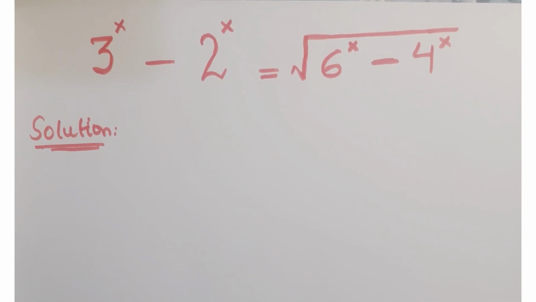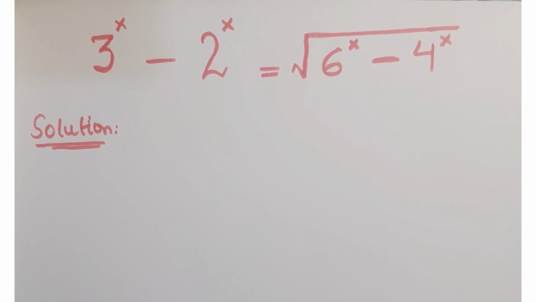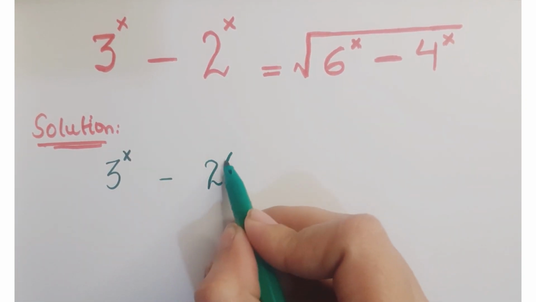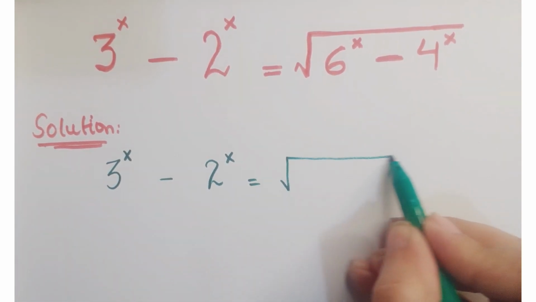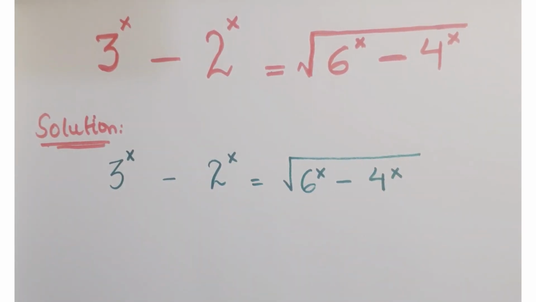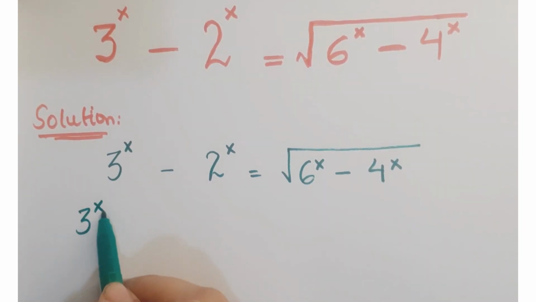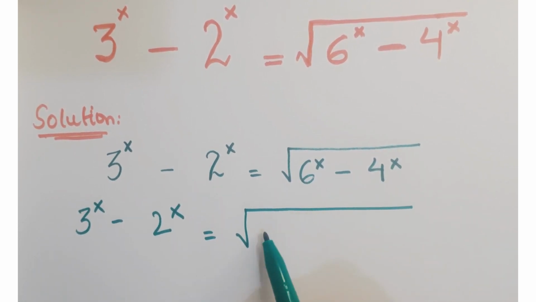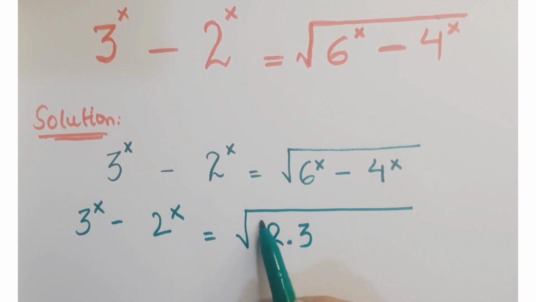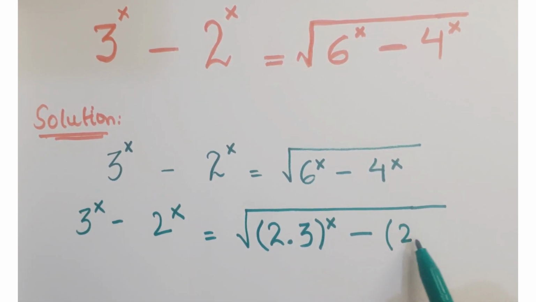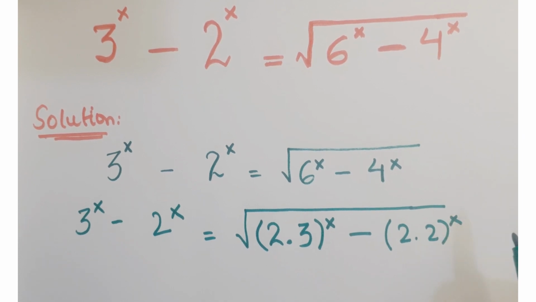Hi guys, look at this exponential question. The question is 3 to the power x minus 2 to the power x is equal to square root of 6 to the power x minus 4 to the power x. Now we can write this as 6 to the power x can be written as (2 into 3) whole to the power x, minus this 4 can be written as (2 into 2) whole to the power x.